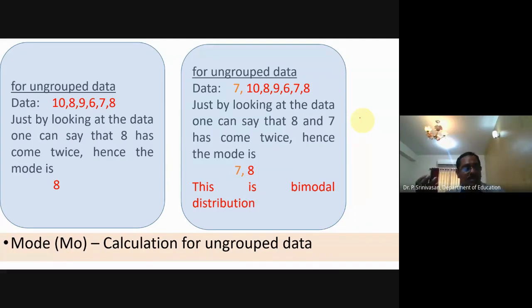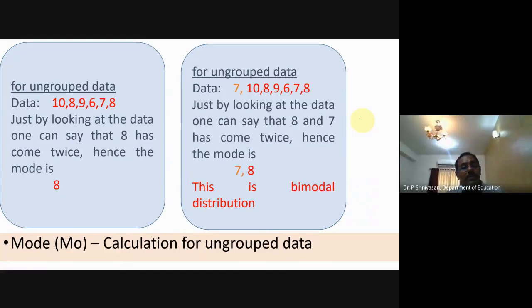Actually, if one mode is there, then that is good. If we have more than one mode, then the data will not be following the normal probability. We'll see that a little later, in one class coming up on normal probability. So this is just by physically looking, you can find the mode.